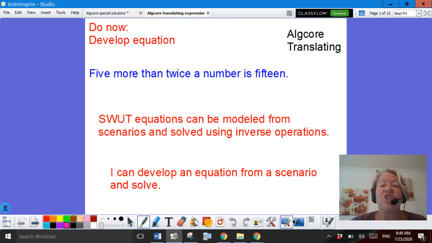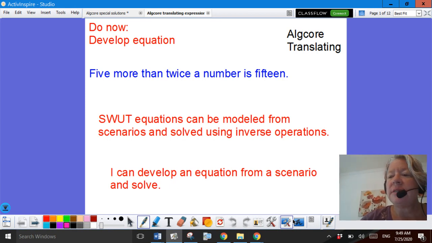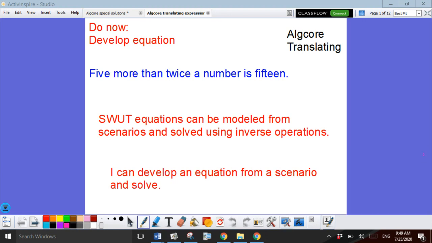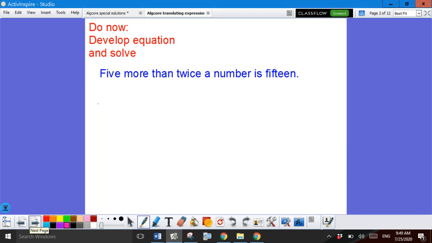5 more than twice a number is 15. So go ahead and hit pause. See if you can come up with what you think the mathematical equation is for this problem. Okay, so let's see how you did with this.